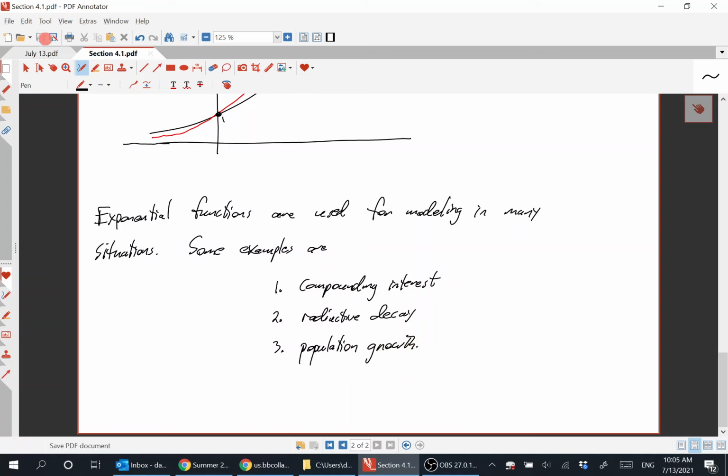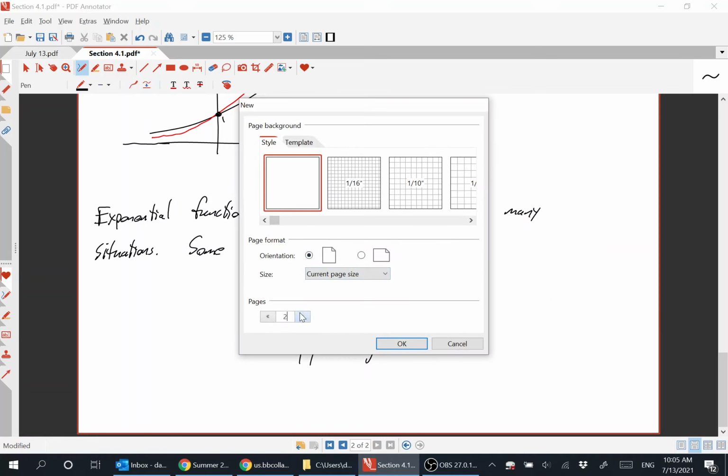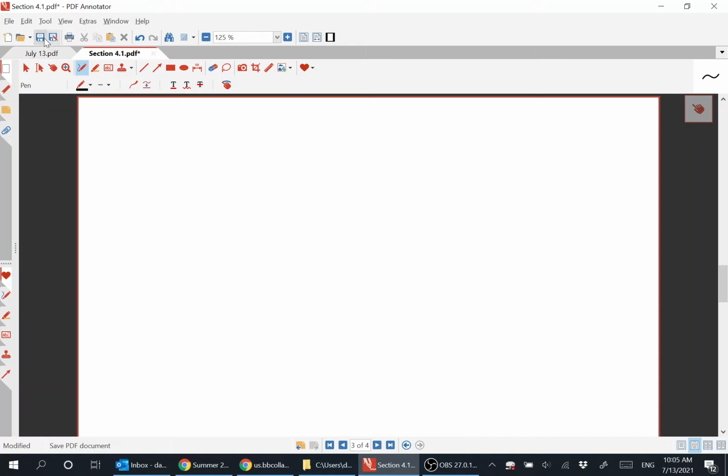Well, not any population growth, but unrestricted population growth, like with bacteria in a petri dish where it's got all the food and space that it wants. Not necessarily like population growth in mammals or rabbits or something like that. So here's a nice example: radioactive decay.